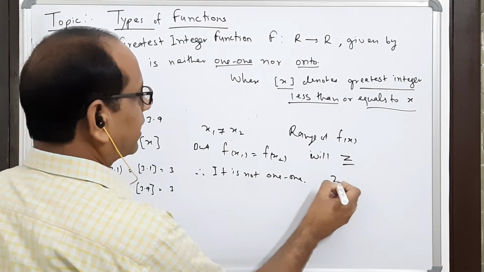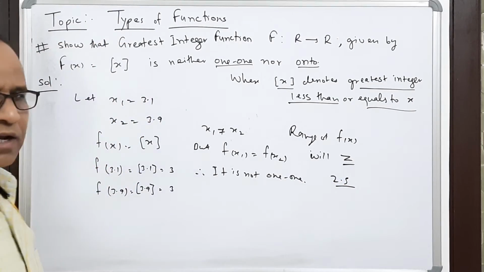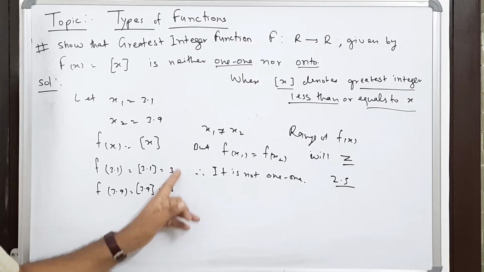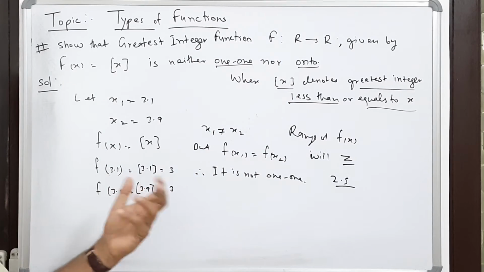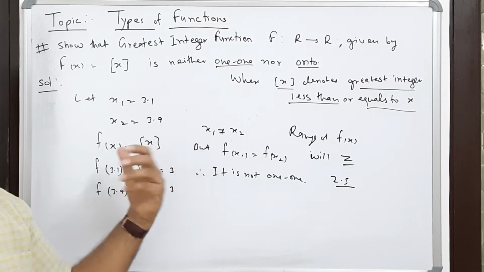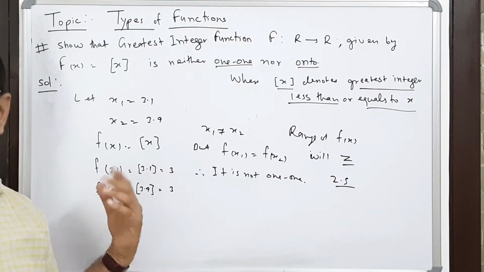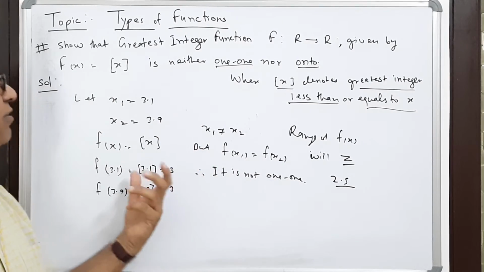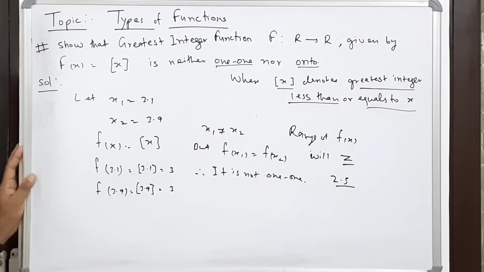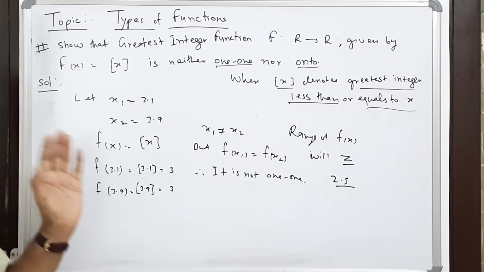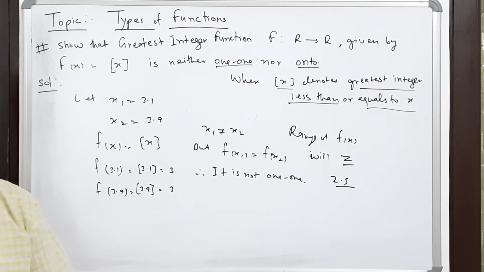Like if I take the number 2.5, it will not be in the range, but it is still a real number. So many real numbers will be left unattended, without any pre-image. In that way we can say it is not onto also. So the greatest integer function is neither 1-1 nor onto. I hope it is clear to you. Now I am taking the second problem.